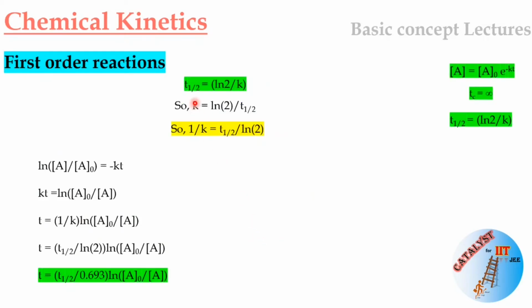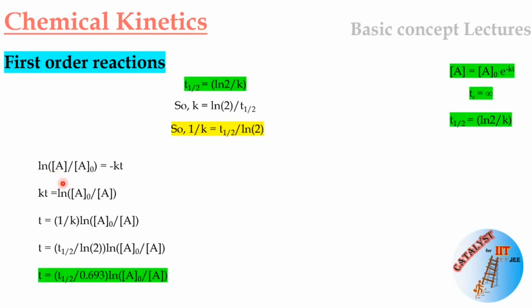So for first order reactions, we have seen that we can write the kinetics as A equal to A naught e to the power minus kt. The time of completion is infinite and the half-life for first order reactions is ln2 by k. Now we can write this first order kinetics equation in different forms as well. So let us look at some other forms. Now the t half equal to ln2 by k. So we can write that k equal to ln2 by t half. So 1 by k is equal to t half by ln2, correct?